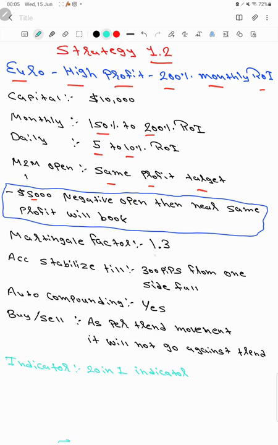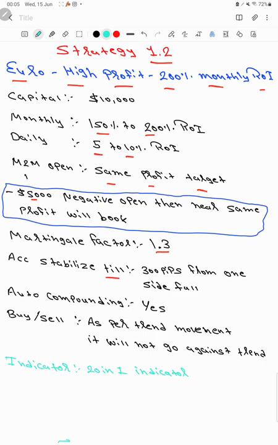The martingale factor for this account is 1.3. It can be changed to 1.5, 1.0 as well, depending on the calculation of the martingale that we have to apply. The account stability till 300 pips we have kept for this strategy right now. So from the starting trend movement, up to 300 pips from one side fall down, we can still have a good opportunity to tackle the account and keep it profitable.